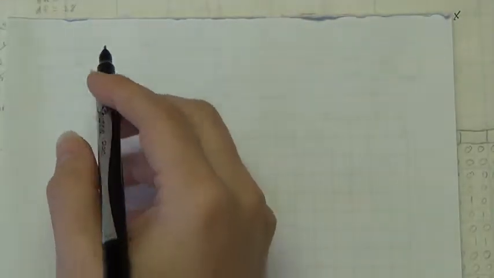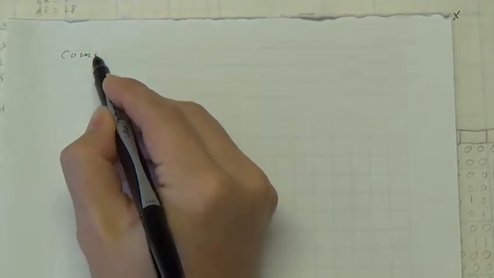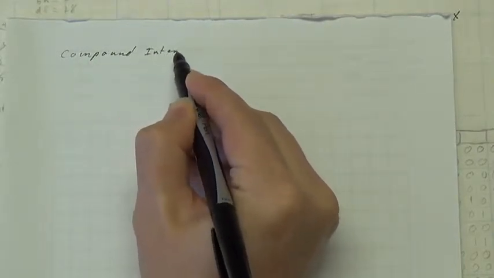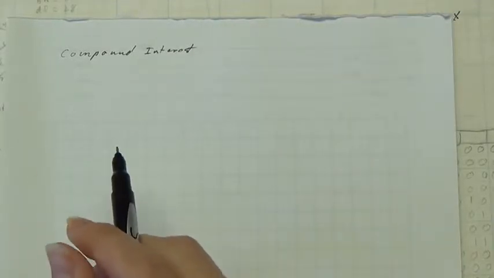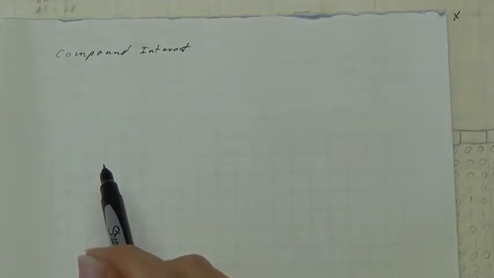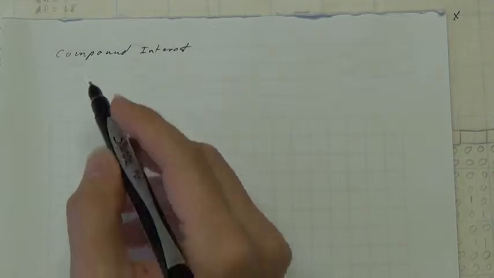Good morning. Today, by request, I'm going to do a video on compound interest. Now, a quote, probably apocryphal, attributed to Albert Einstein, says that compound interest is the most powerful force in the universe.